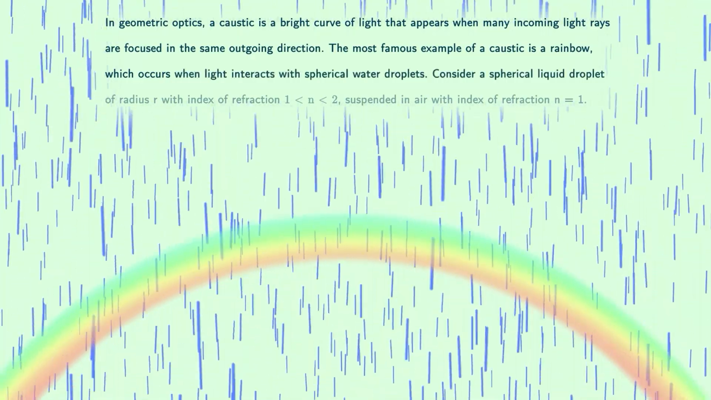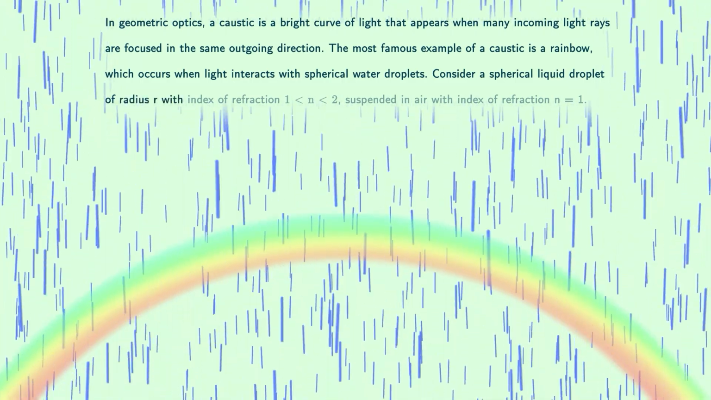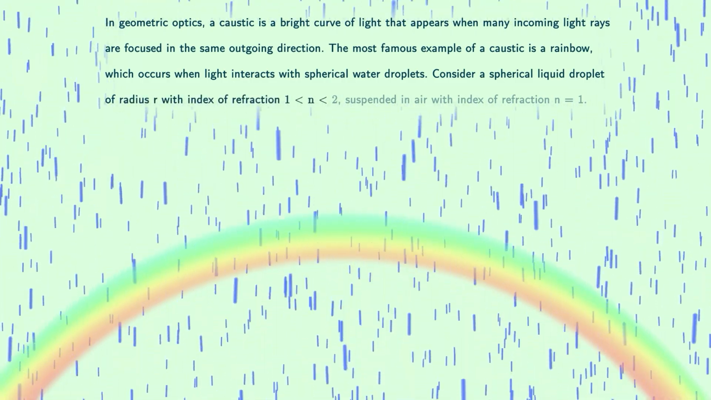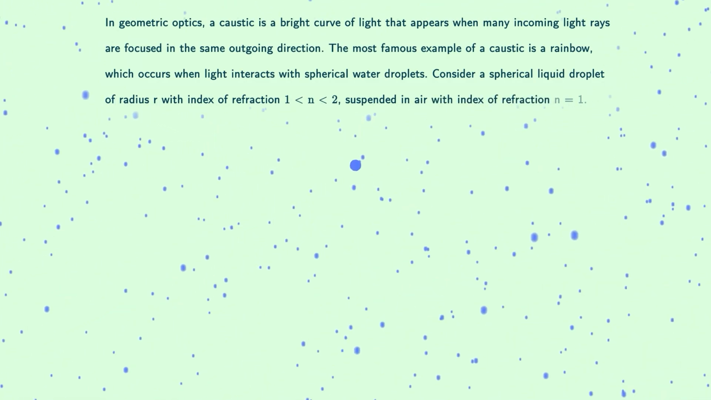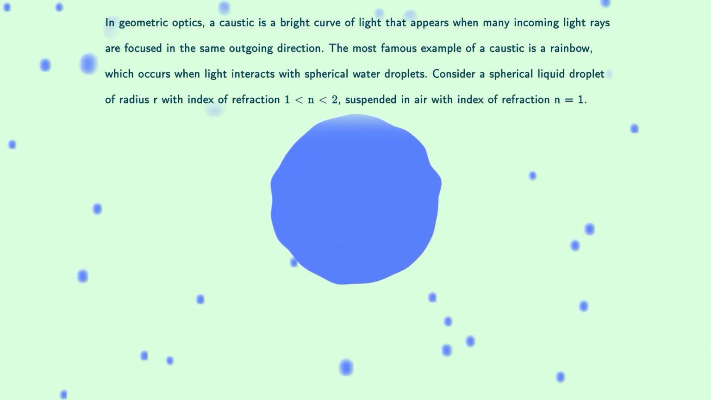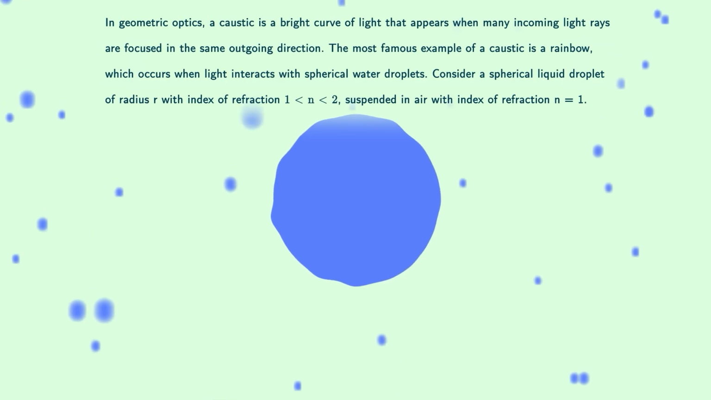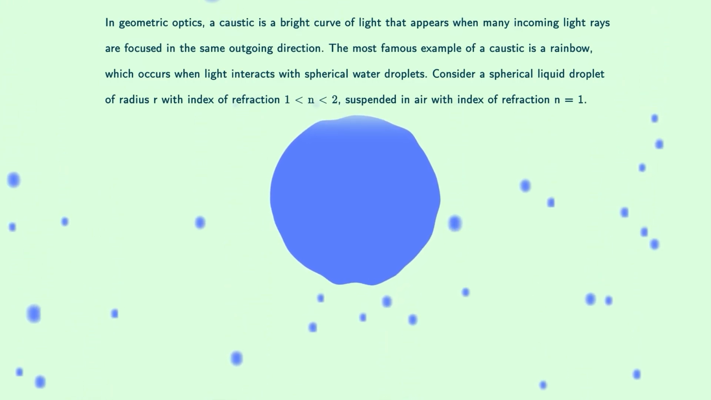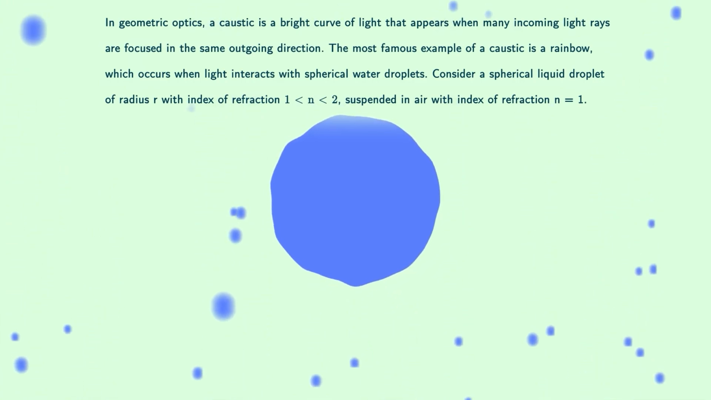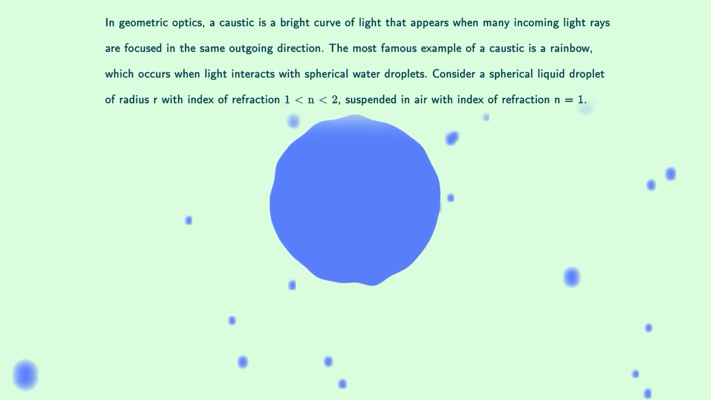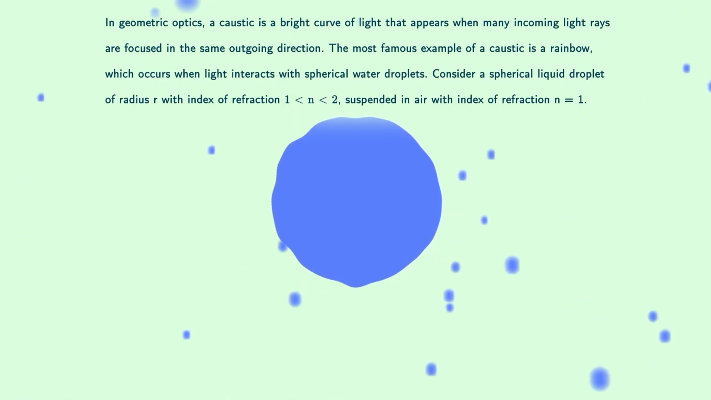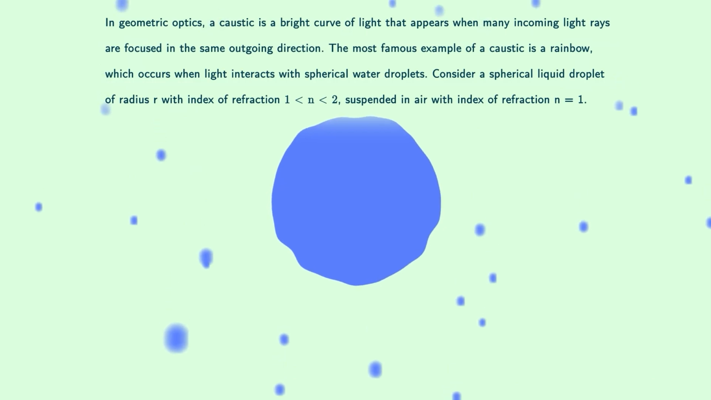Consider a spherical liquid droplet of radius r with an index of refraction between 1 and 2, suspended in air with an index of refraction 1. Okay, first of all, what the heck is an index of refraction? We haven't even finished reading the problem yet, and we've already encountered something we don't know. Okay, just bear with me for a couple seconds here while we finish reading the problem.